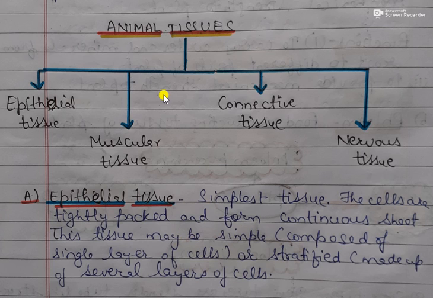Students, we know that animal tissues are mostly living in nature because animals have to move from one place to another in search of food, shelter, and mate. That's why they need more energy. Thus, most of the animal tissues are living in nature. Animal tissues are divided into four main categories: epithelial tissue, muscular tissue, connective tissue and nervous tissue.